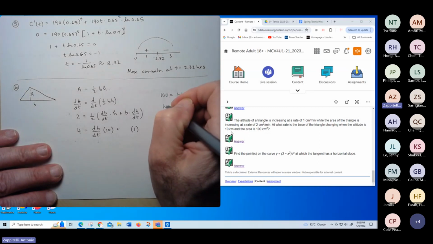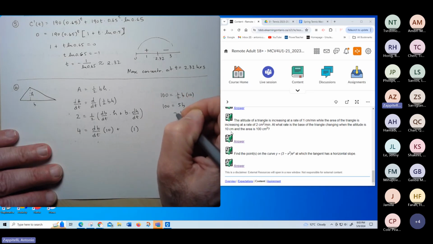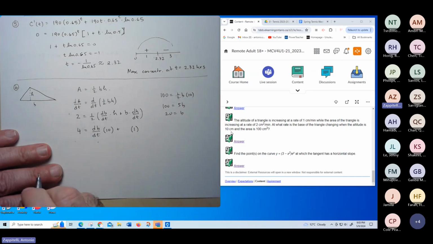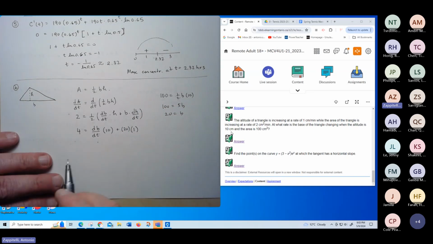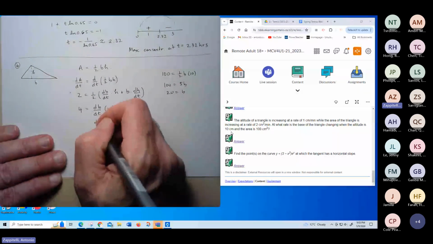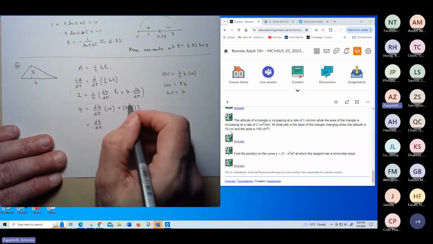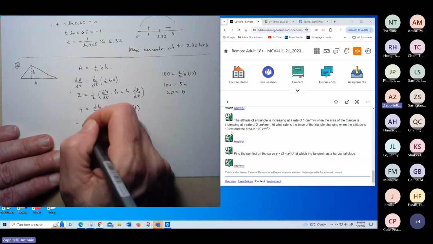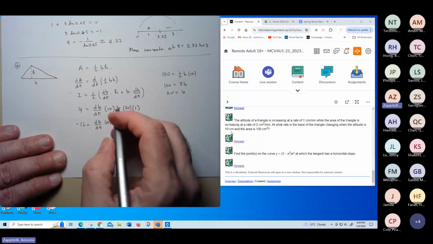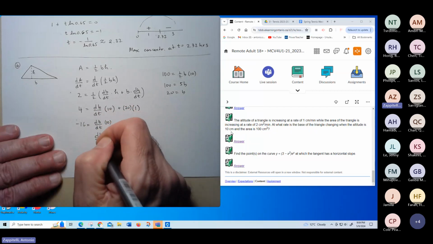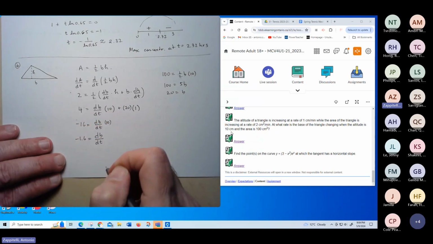Okay, so here we have 100 equals 1/2 of 10, which is 5, times B. So B at that moment in time is just going to be 20. And there you go. And you see now how I have all the information that I need, because the derivative of the base with respect to time. So 4 minus 20 is negative 16. Okay. And now let me divide both sides by 10. So the derivative of base with respect to time is negative 1.6.